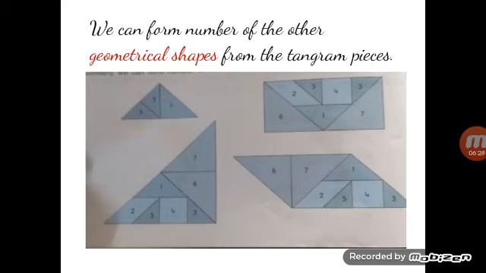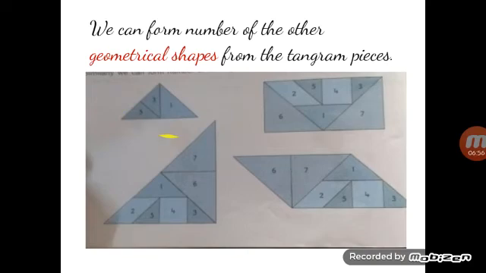You can open your book, page number 12. 1, 3, 5. So there you can see that piece where you have written 1, that is one triangle, 3 is another small triangle, and this 5 is also one triangle. So by joining this you can get the shape of a triangle. Here what is written? We can form a number of other geometrical shapes. Triangle is one of the geometrical shapes.